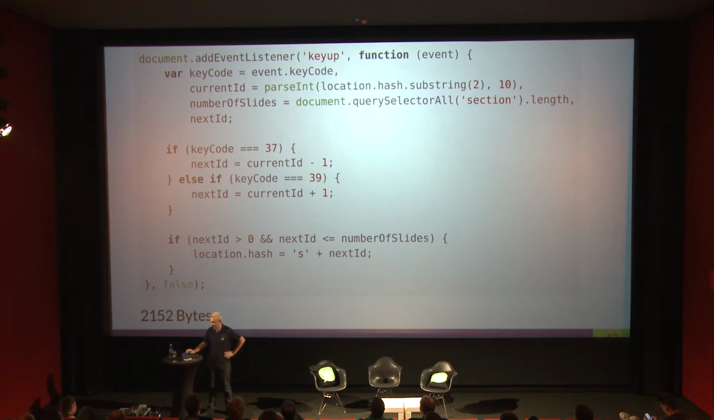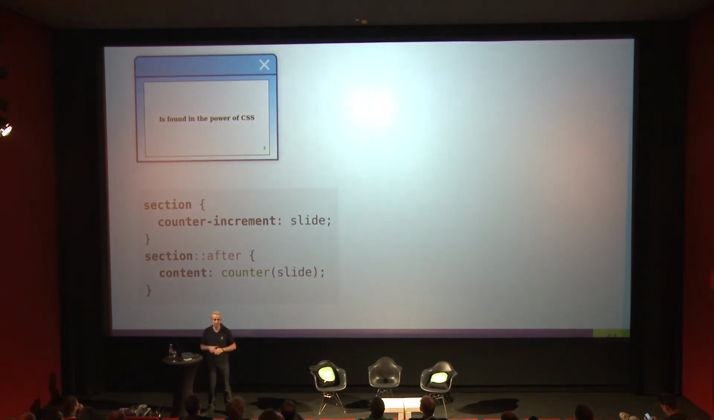2,152 bytes. Still enough space to add something. I add a counter to the slides. In the lower right corner, you can see the number of the slide, and this is done by a CSS counter. With each section, I increment the counter of the name of slide by 1, and I add a pseudo element after the section, and I display the value of this counter.